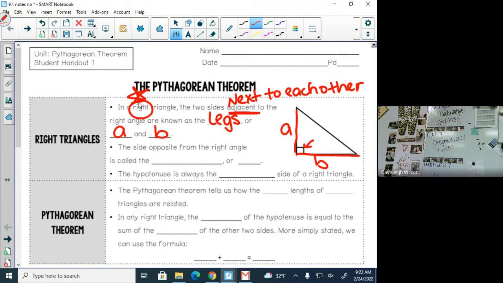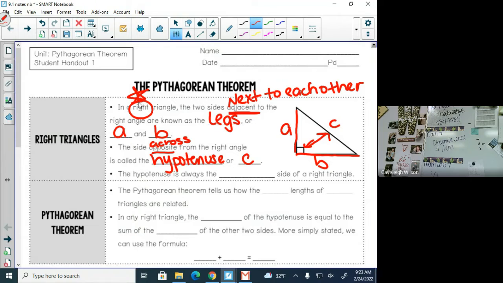All right. The side opposite from the right angle. So the side that is across from that right angle, so across or opposite, is called the hypotenuse. So hypotenuse is what we call the longest side of the triangle. And it's the side that's across from that 90-degree angle. That is the hypotenuse.